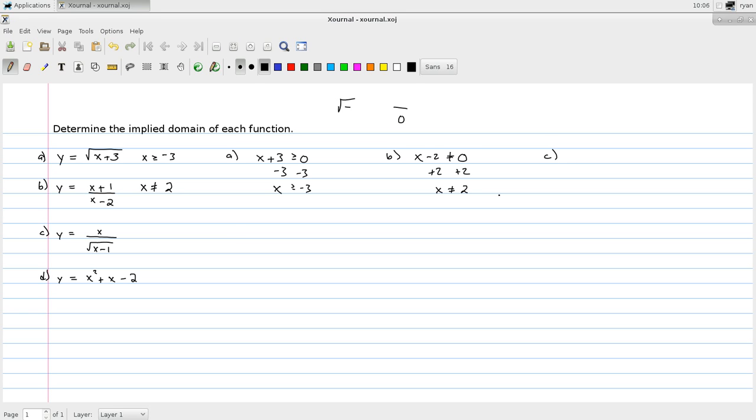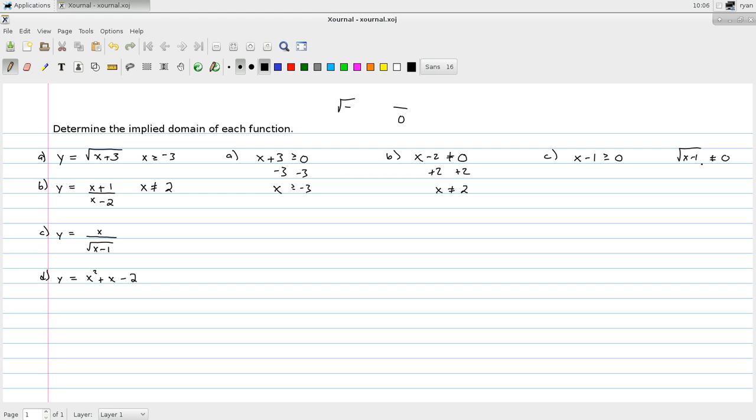C is y equals x over the square root of x minus 1. Now here we've got two problems. First, there's a radical, and we want to make sure we don't have a negative in the radical. So the first constraint on this is that x minus 1 can't be negative. It must be greater than or equal to 0. That'll satisfy the radical part. We also have a fraction, and we want to make sure we're not dividing by 0. So we also need the denominator, square root of x minus 1, to not be equal to 0.